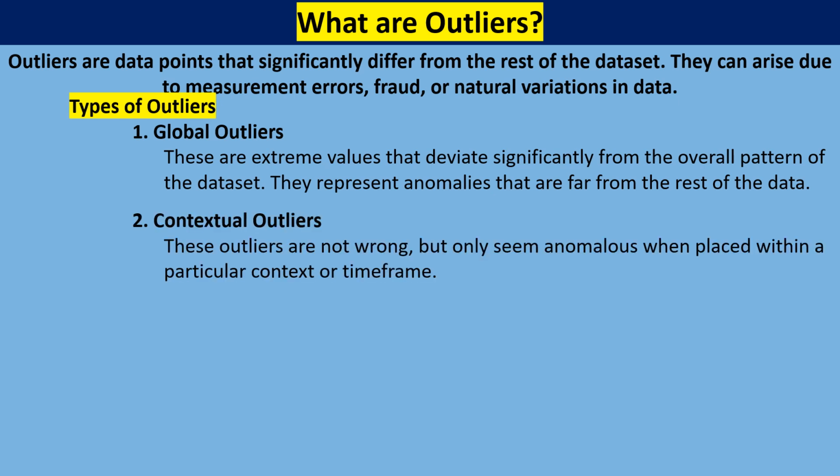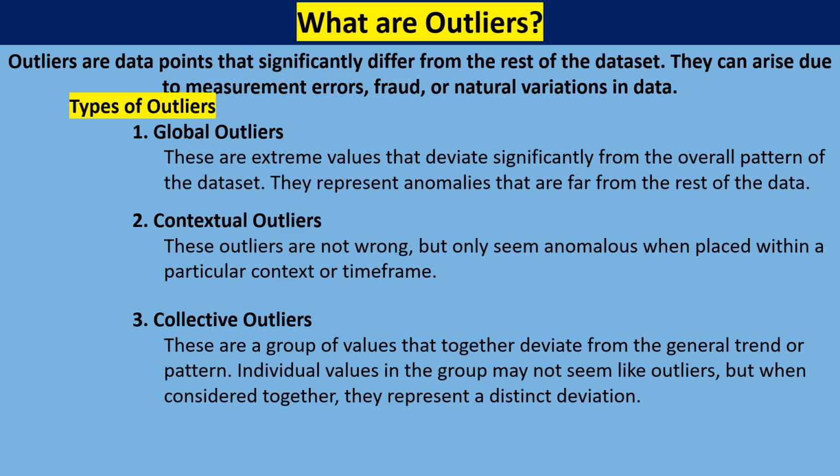Contextual outliers. These outliers are not wrong, but only seem anomalous when placed within a particular context or time frame. These outliers are unusual only when observed in a particular context or environment. A value might seem normal on its own, but is considered an outlier when viewed through the lens of a specific situation or time frame. An example is a temperature reading of 40 degrees centigrade during the winter months, which is considered a contextual outlier, while 40 C may be a normal temperature in the summer. In winter, it's unusually high and a contextual anomaly.